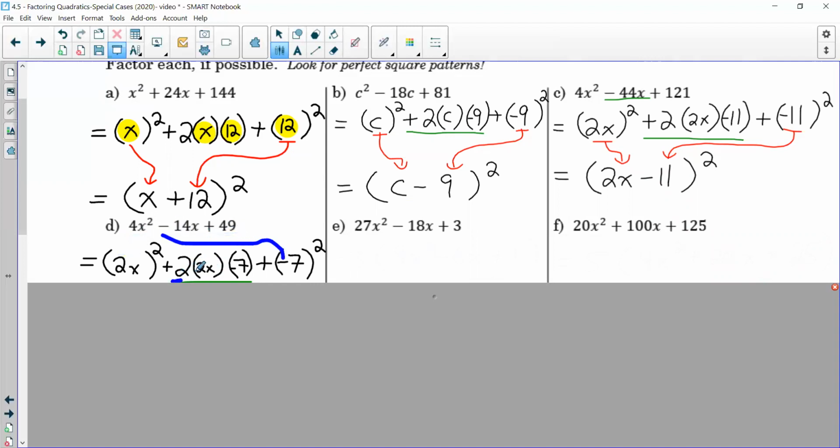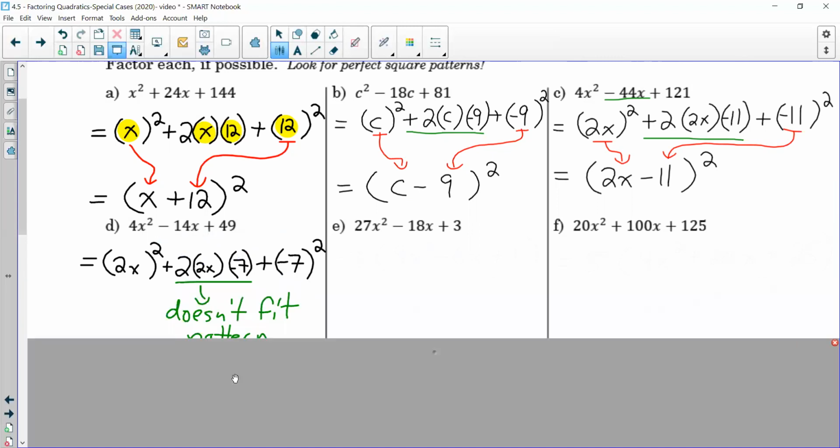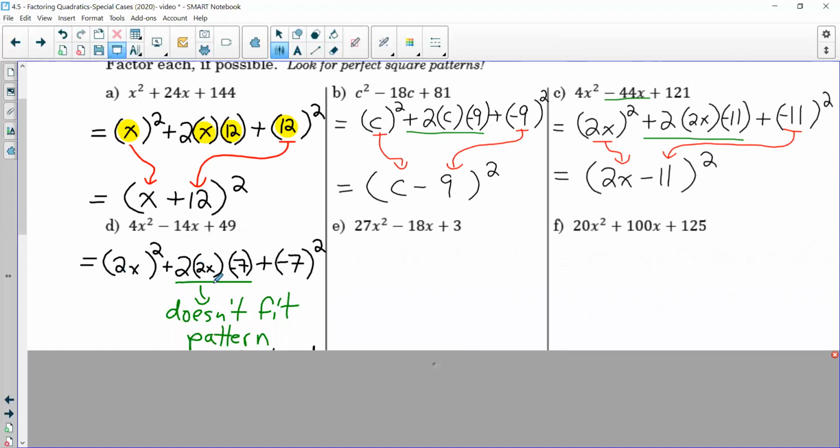So we're going to try to double the 2x and double the negative 7, and see if we get negative 14. Well, 2 times 2 is 4 times negative 7. That is not going to give us negative 14. No way. So maybe a little stumped here. So can we try some other factoring technique? You can, but what you're going to find, if it doesn't fit this pattern, and we know it doesn't, is that it cannot be factored.